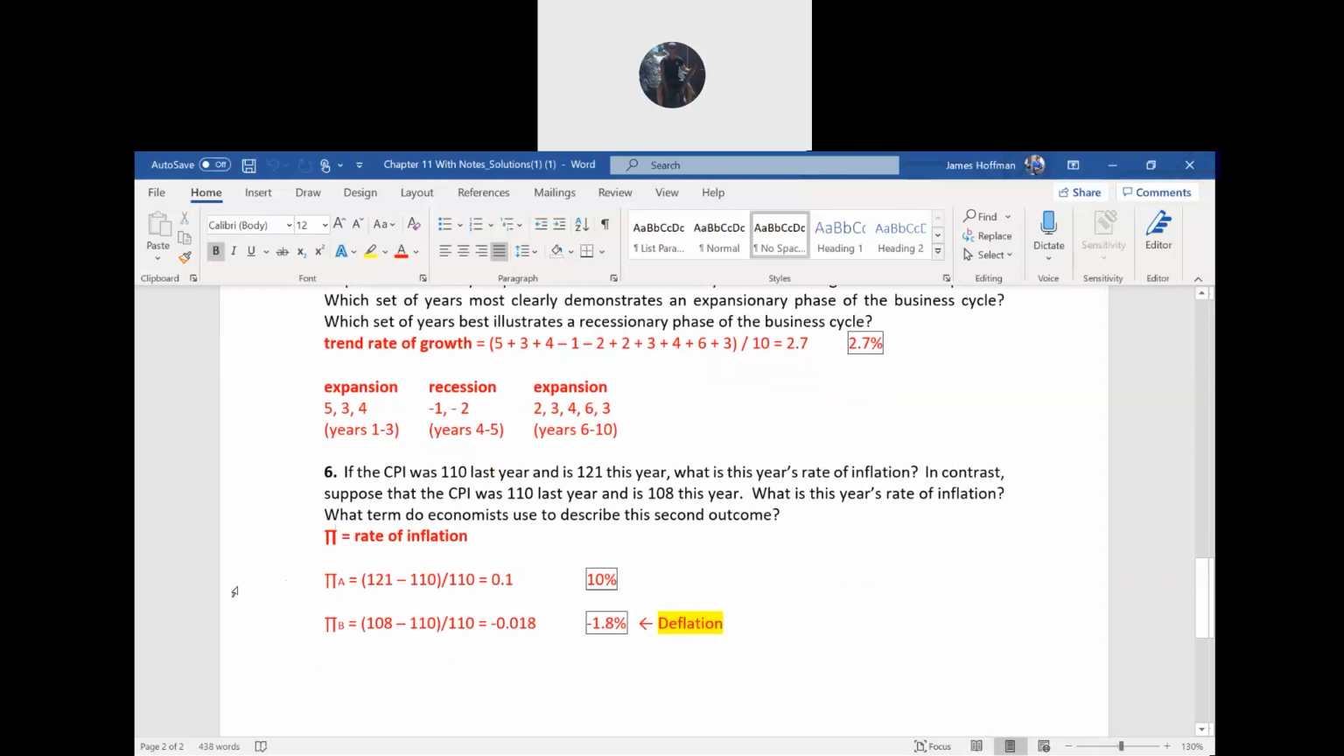All right, so the pi symbol is the macroeconomic symbol of inflation. So when you see this symbol or indicator, it is just, in macroeconomic terms, the rate of inflation. For part A, the first part, the CPI grew from 110 to 121. So what's the change? 121 minus 110 over the original, that's in decimal 0.1, so that's 10%. So going from 110 to 121, prices grew by 10%.